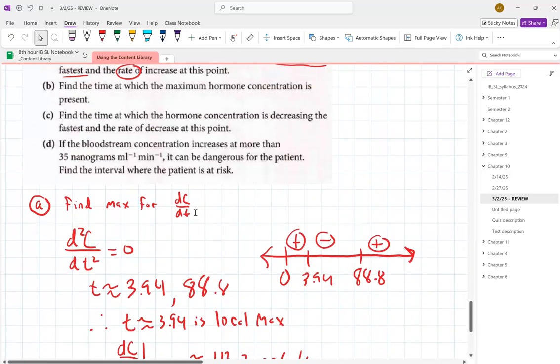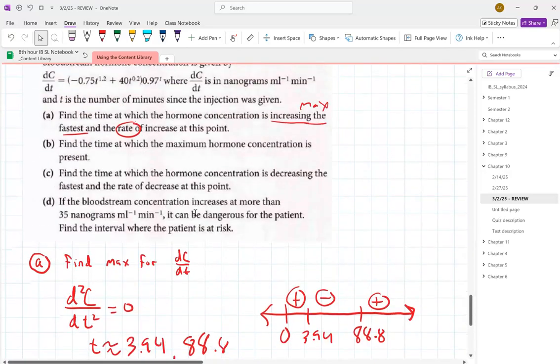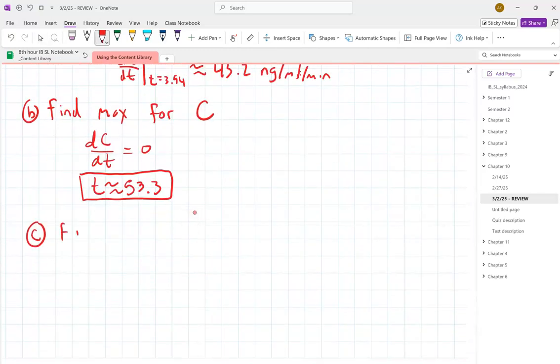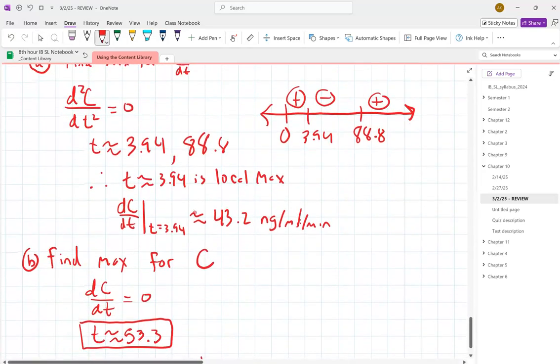All right, so that was part B. Part C says find the time at which the hormone concentration is decreasing the fastest and the rate of decrease at that point. Good news, we've already done the work in part A, because we just need to find a minimum for dC/dt. So we know that's happening at t equals 88.8.